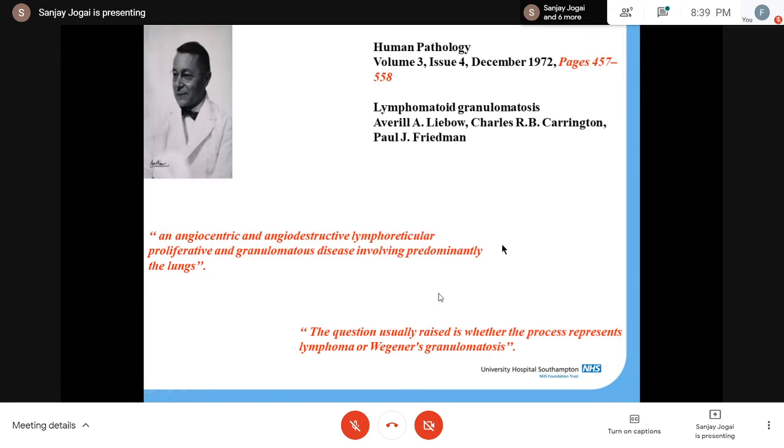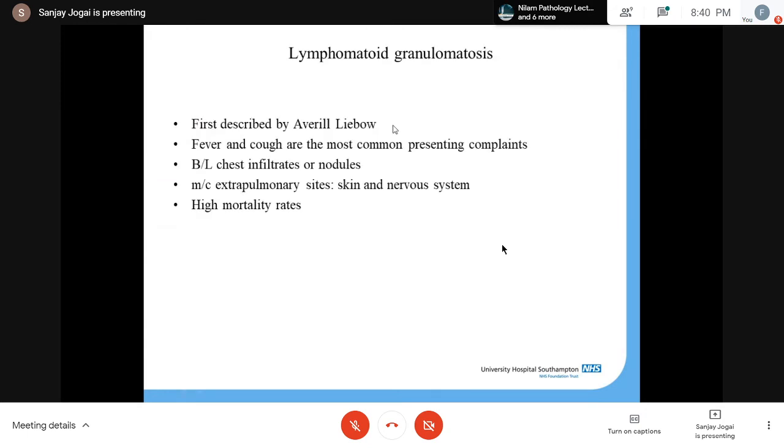And the take-home message from his entire article was basically that LYG is an angiocentric and angiodestructive lymphoreticular, proliferative and granulomatous disease involving predominantly the lungs. The question usually raised is whether the process represents lymphoma or Wegener's granulomatosis. Now, fever and cough are the most common presenting complaints. You usually see bilateral chest infiltrates. Most common extrapulmonary sites are skin and nervous system, and mortality rate is very high.